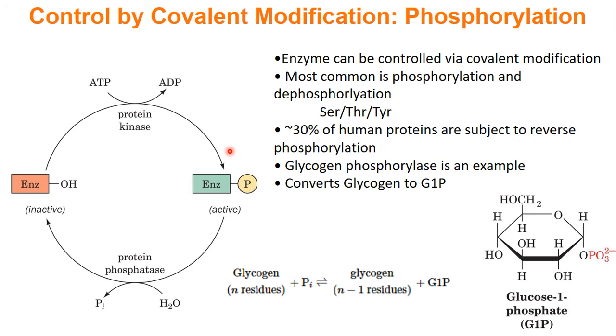The example we're going to look at is glycogen phosphorylase, which converts glycogen to glucose 1-phosphate, which is one of the first steps in breaking down glycogen to get energy for glycolysis. So we're going to look at that in our model system.